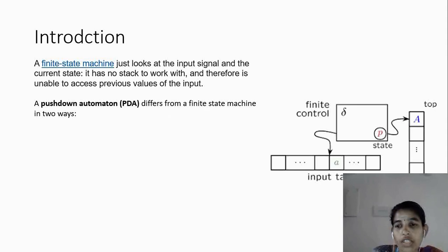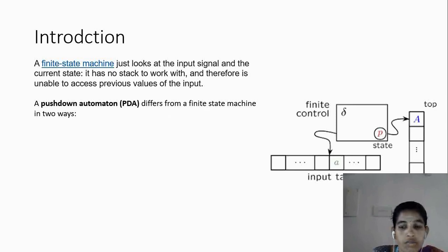Here we have three components. The first one is the stack, to perform push and pop operations. The second one is the input tape, to read your input symbols from left to right. At a time you can read only one input. And the third one is the finite control, the overall control, which performs the transitions and operations. So the pushdown automata is nothing but a finite state machine with memory.